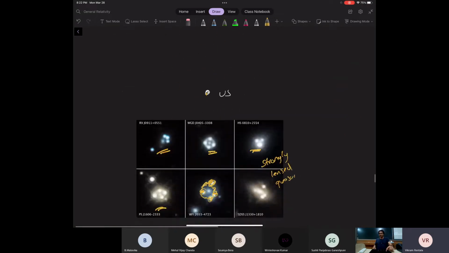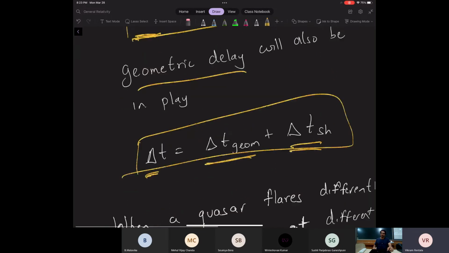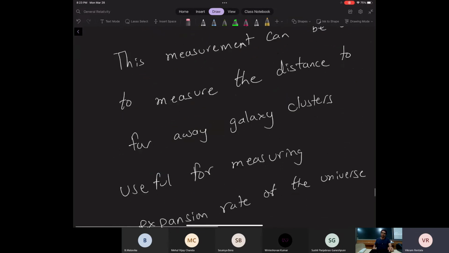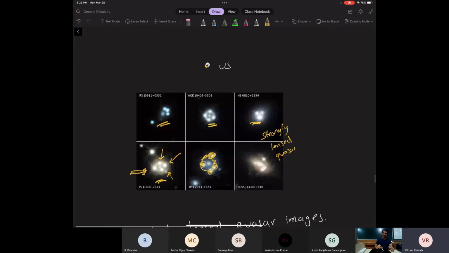Now, if you have a lensed quasar like this, what will happen is each of these lensing images will flare up, but each of these lensing images will have a different time delay. So each lens image will flare up at a different time. So what you can do is you can measure these time delays between these different images flaring up, and the different time delays of the flaring up.